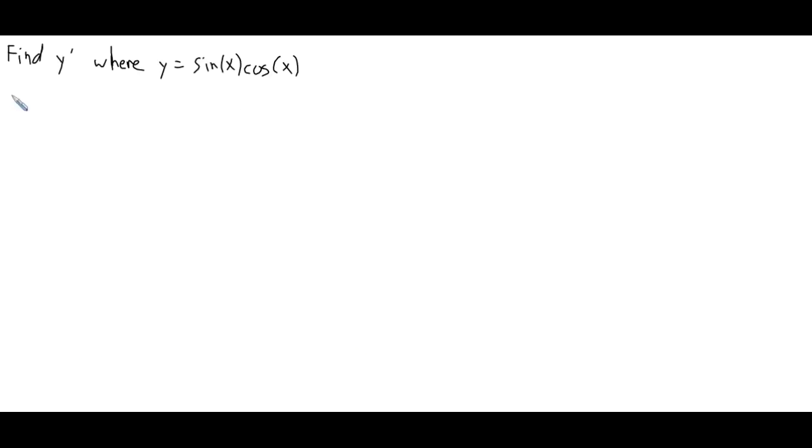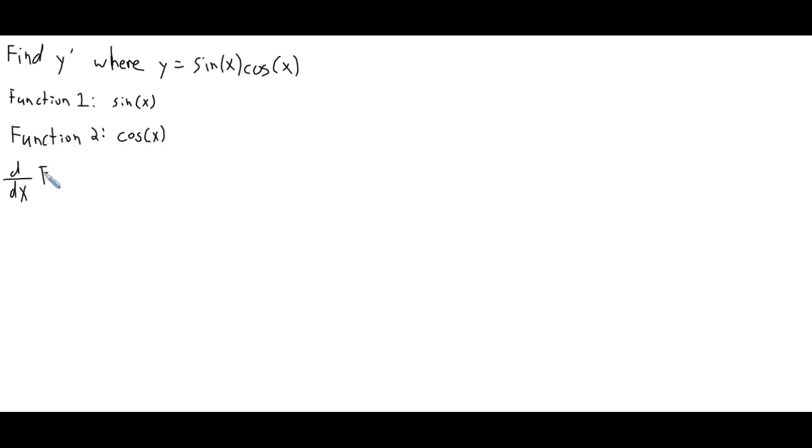Let's do another one. This problem asks us to find y prime, where y equals sine of x times cosine of x. Well, okay, we don't know how to do this with our earlier ones, and we're taking the product of two functions, right? Sine of x and cosine of x are both functions in and of themselves. So this is the product rule. And so what are our two functions? Again, they're the two things being multiplied together. So function 1 is sine of x, and function 2 is cosine of x.